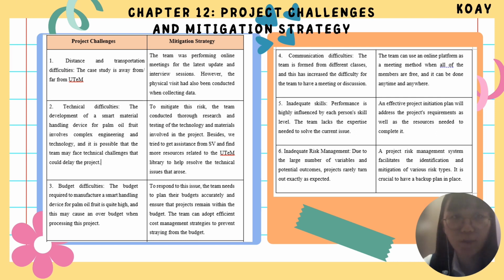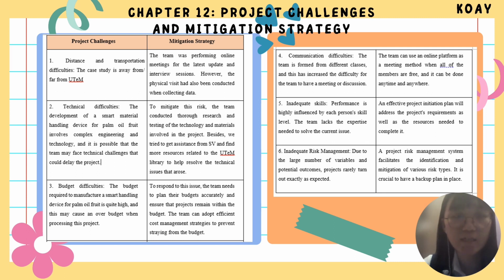Next is about communication difficulty. The team is formed from different states, hence we use online platforms as the meeting method, and it can be done anywhere and anytime. Fifthly is about inadequate skills. An effective project integration plan will address the project requirements as well as the resources needed to complete it.